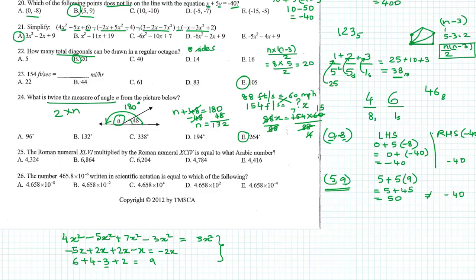Question 25. The Roman numeral XLVI multiplied by Roman numeral XCIV is equal to what Arabic number? So we know that in XLVI, L is 50, and because X is written to the left of it, that means this number is 40, and then we have VI, that means it is 6. So the first number over here is 46.